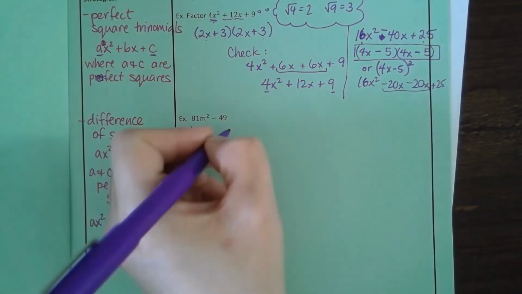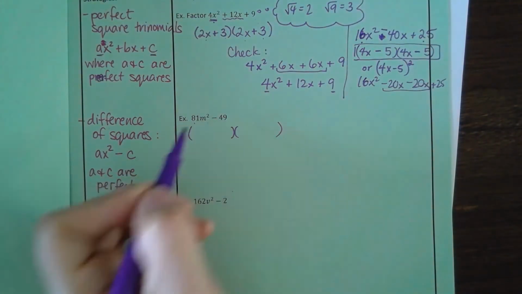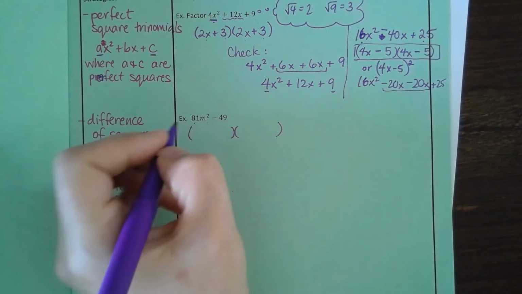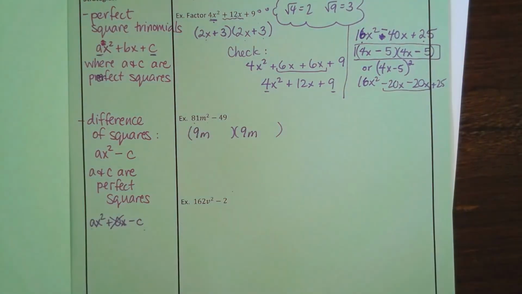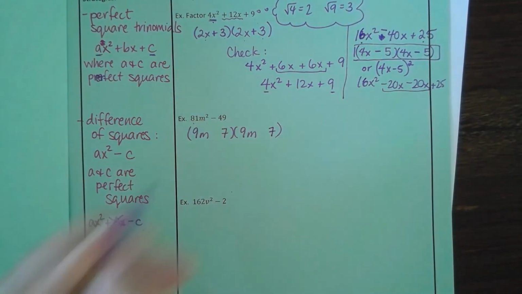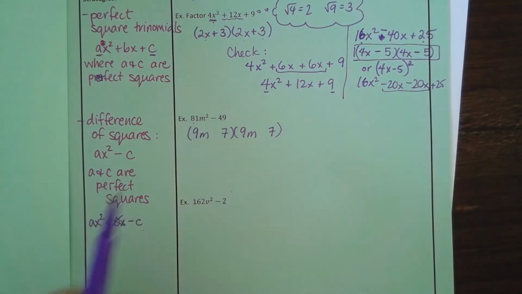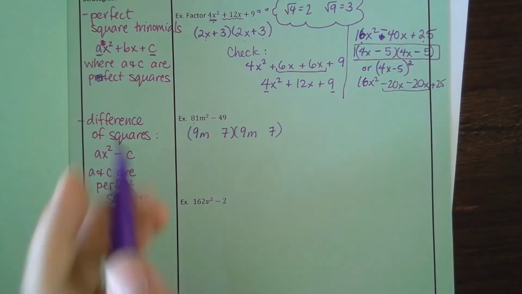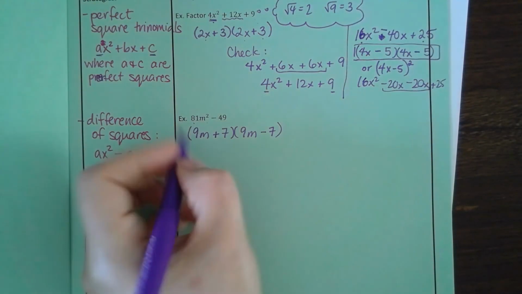So we know when we factor this, we're going to have two brackets. Where does this 81m squared come from? Well, 81m squared is 9m times 9m, and 49 is 7 times 7. The only problem is that I need my middle terms to add up to 0. So if I make one a positive and one a negative, watch what happens when I check my work.